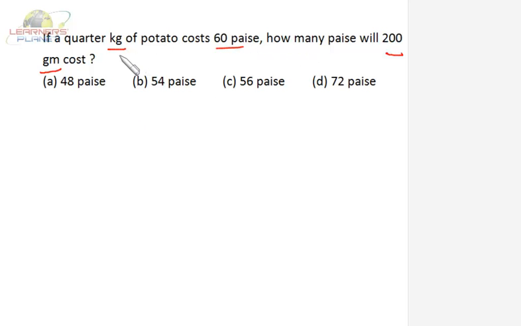Okay. If more quantity of potato we buy, we have to spend more paisa. That means the quantity and the amount are in direct variation. Okay, so let's write over here its quantity and its price. If quantity was 250 grams, the price is 60 paisa. If the quantity is 200 gram, then the price is, we have to find out.